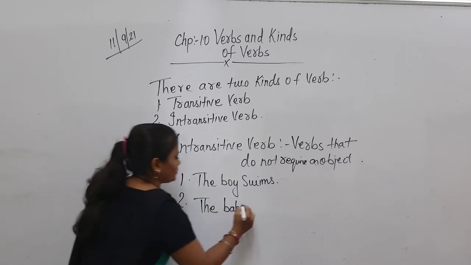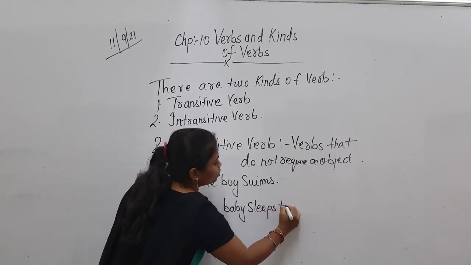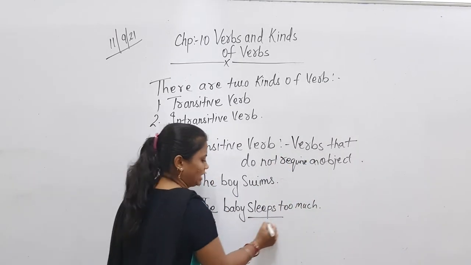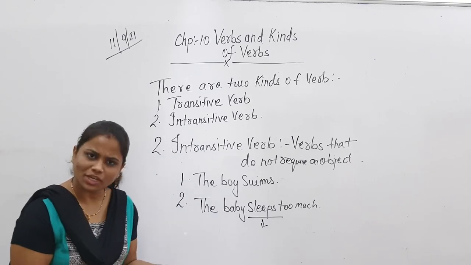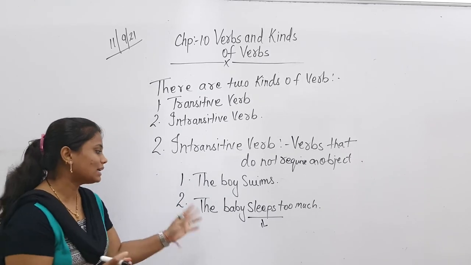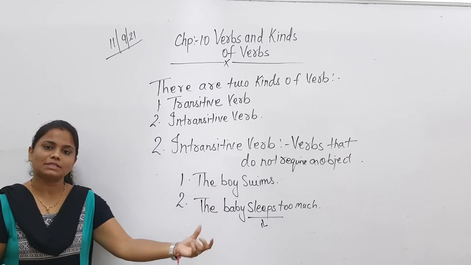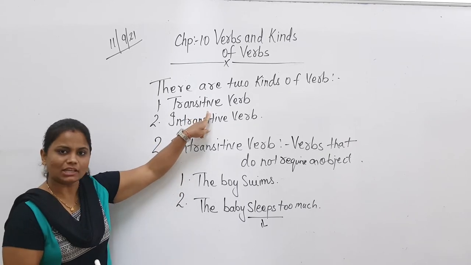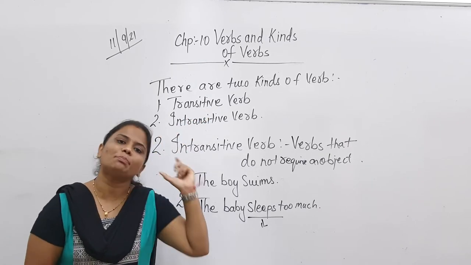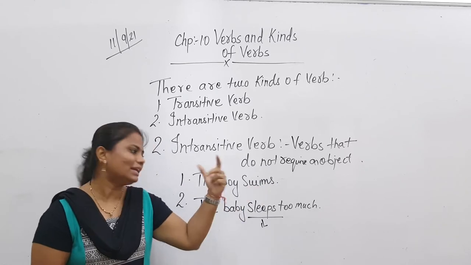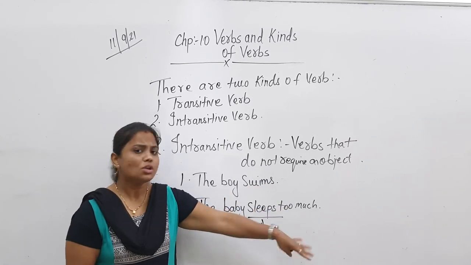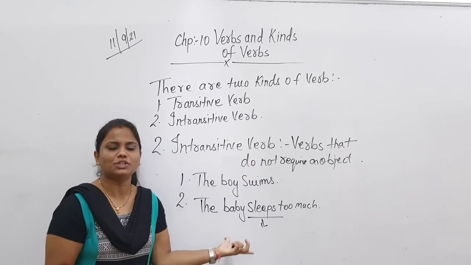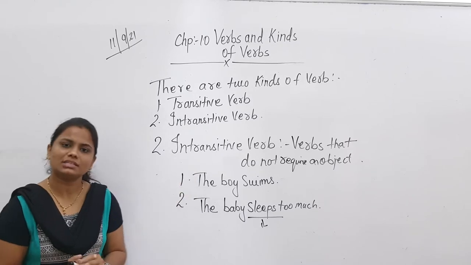The baby sleeps too much. Here the baby sleeps. Action, sleep. But too much. No object is there. Okay, no object. But if I write the baby sleeps on the bed, then it will become transitive, because an object is there, which is bed, right? Sleeping on the bed. But here I have written the baby sleeps too much. No object is there. When a verb does not require any object, it means it is an intransitive verb.